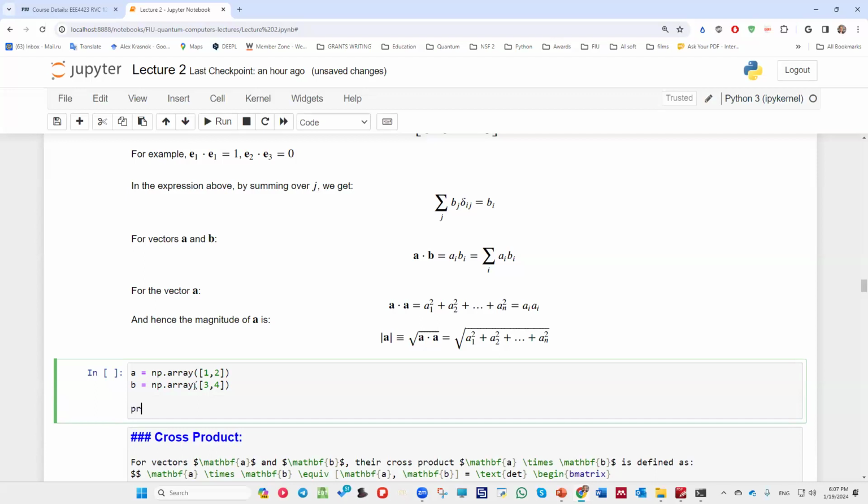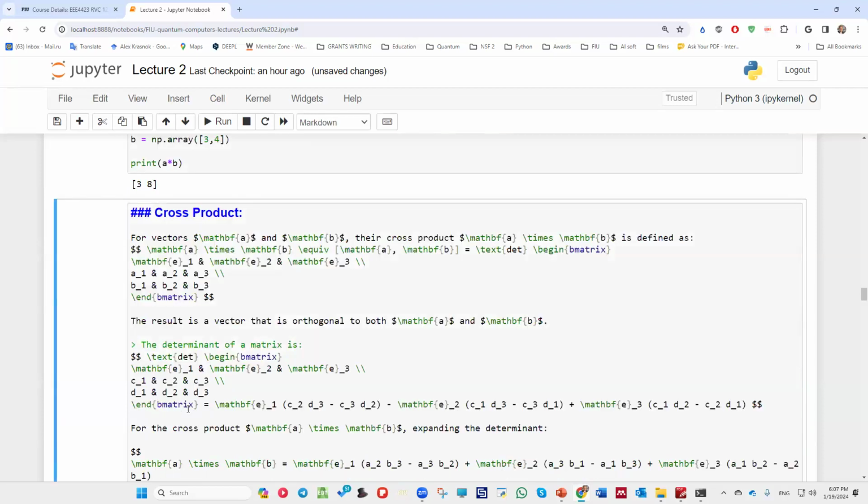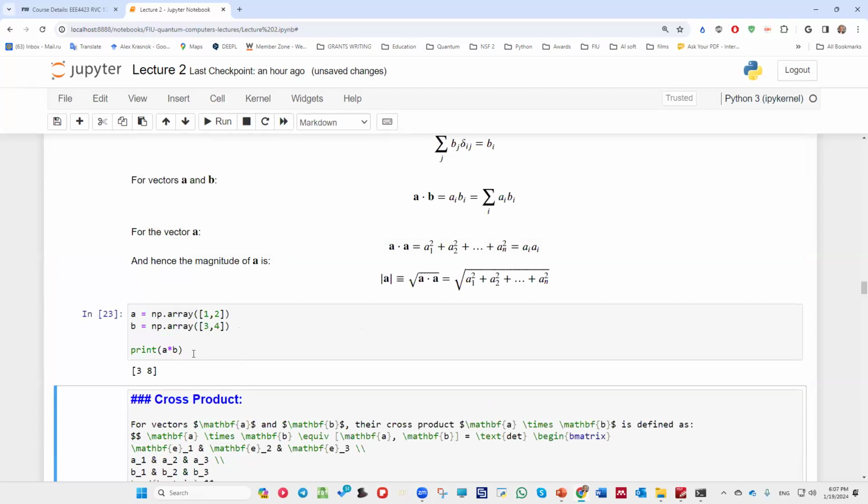And I can print the product of the two. So to do so, I do A times B. It's going to return me the answer, right? So it's simple, the product of the components of the two vectors.